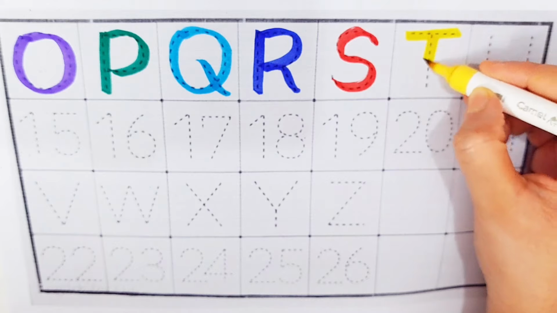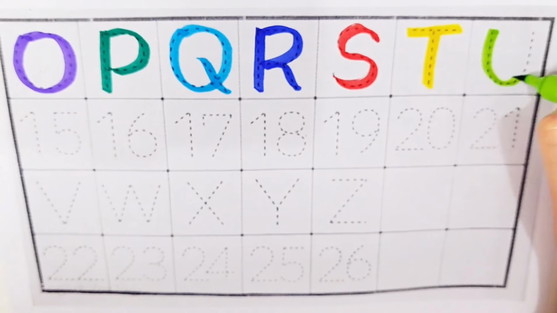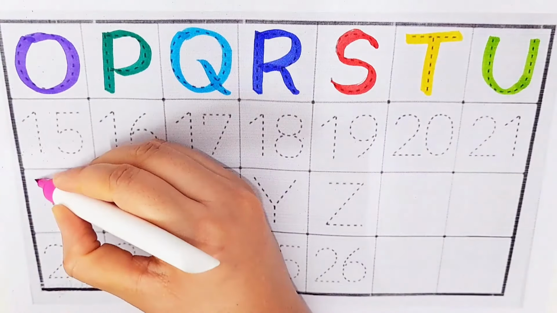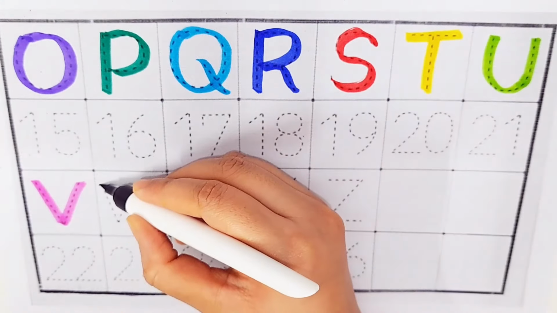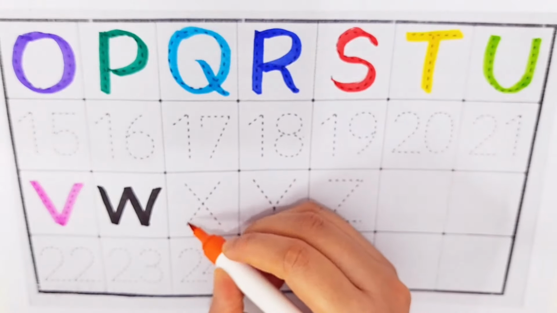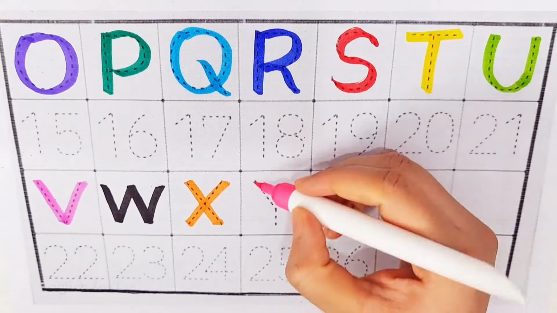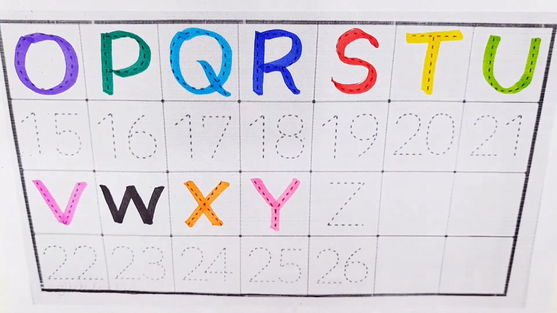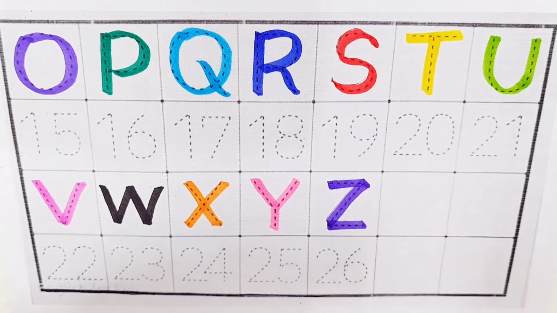T for teacher. U for unicorn. V for van. W for window. X for X-ray. Y for yolk. Z for zebra.